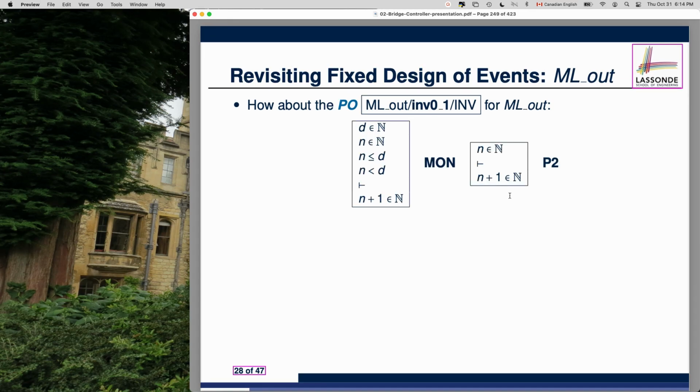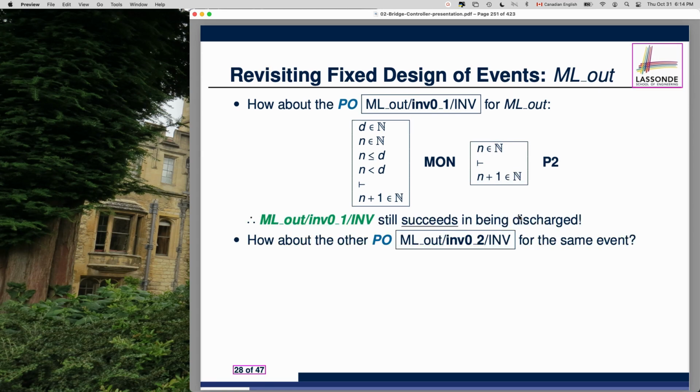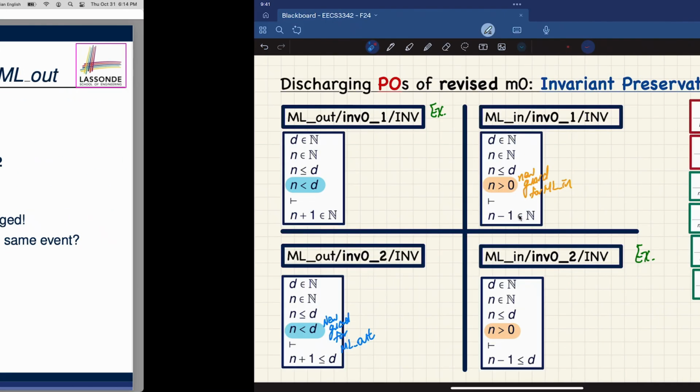Okay, for this one here, this one used to be proved, so we don't need to worry. Okay, but it turns out we just drop more hypotheses to make it provable. All right, this one here, we still get the same P2. All right, this one is no trouble. And how about this one here? That one was not provable before. ML out invariant 2. Okay? So this one here is basically this one here.